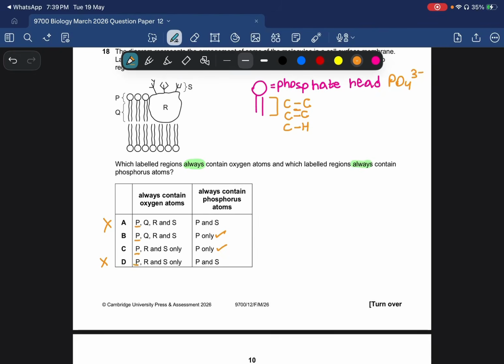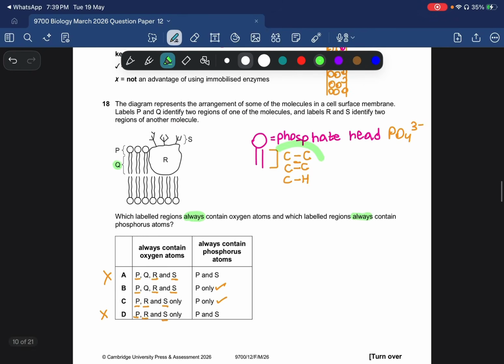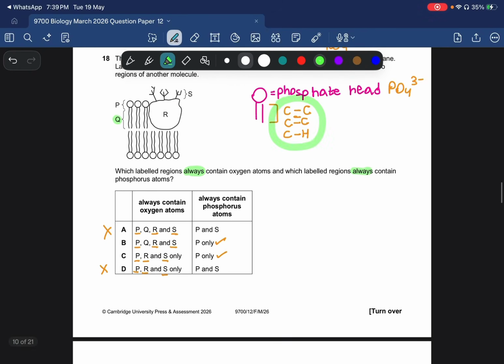Now, what about R? R is the structure, the main body of the glycoprotein or the glycolipid. So, of course, it must contain oxygen. That's good. S, yeah, it will contain oxygen. That's fine. But the main part is about Q. Q is a fatty acid tail. Is it gonna have oxygen? It's not gonna have oxygen. So it's not B either because that has Q. So it's P, R, and S only. And this is why the answer is C.